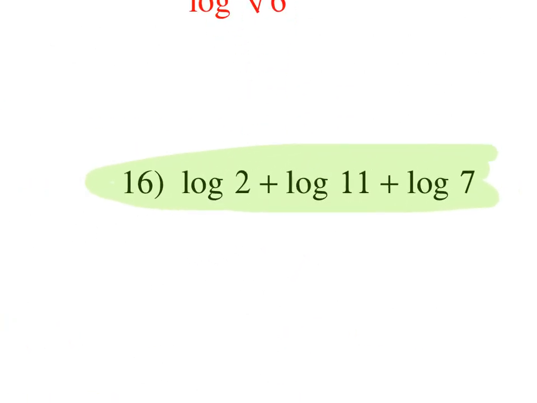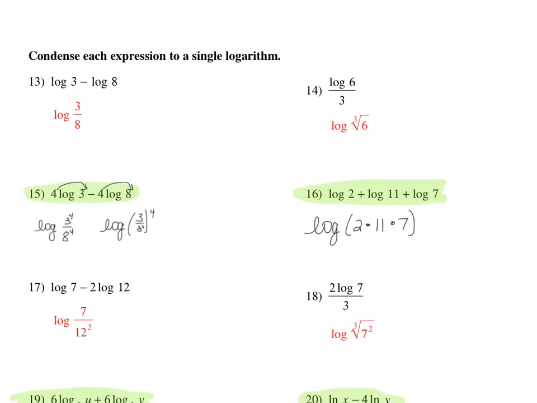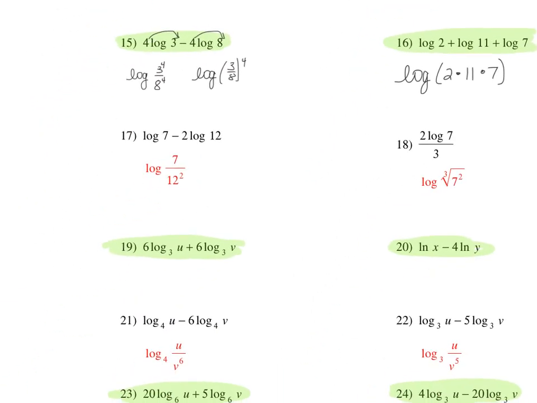What about here? Multiplication. It's all multiplication. So you're just going to write the word log 1 time, and then what's going to go in your parentheses? 2 times 11 times 7. Just leave it like that. So you don't want us to multiply? No. What about here?